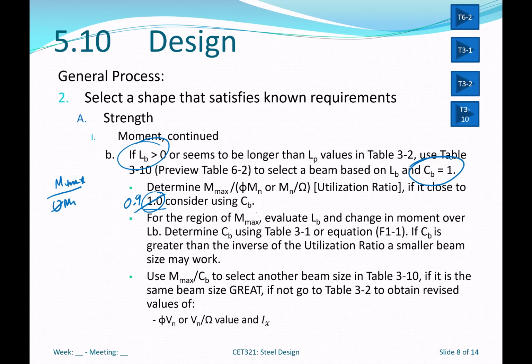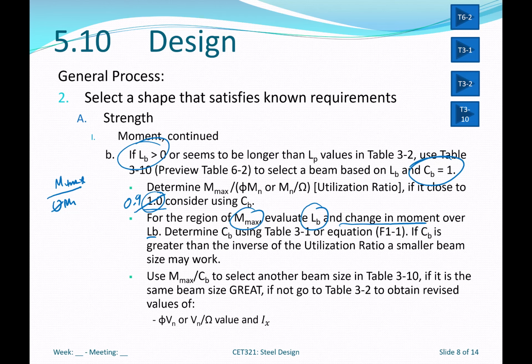I want to look in the region of maximum moment with a large unbraced length and a large change in moment over that unbraced length. If I have all those conditions, C sub B should be greater than 1.0, hopefully in this case greater than 1.1. But all C sub B will do is help you. If you forget to check it and leave it C sub B of 1, you're going to be fine. The beam size will be adequate. It may be one size or so heavier than it needs to be, but it certainly will work.